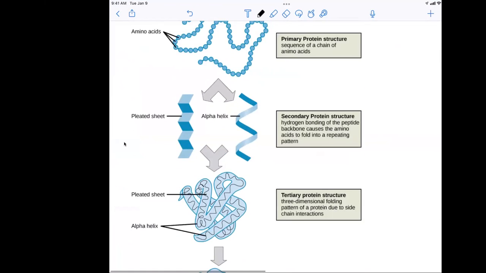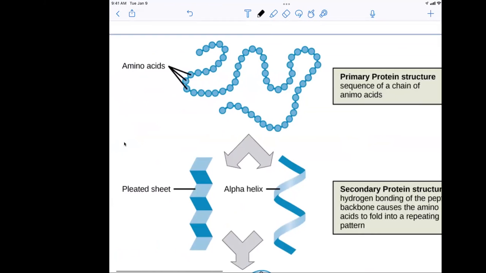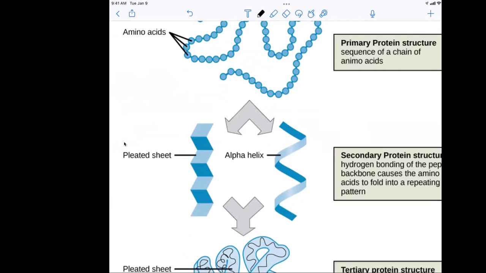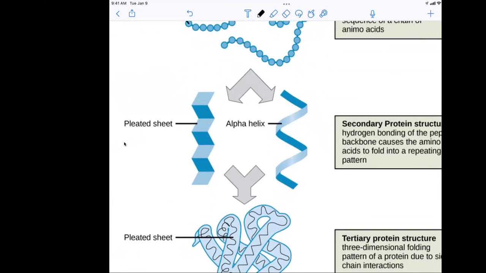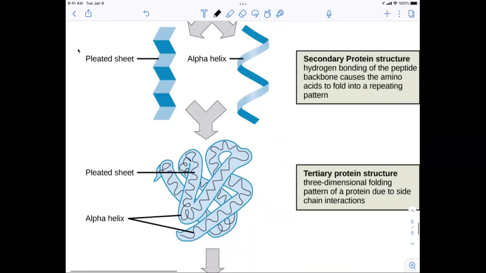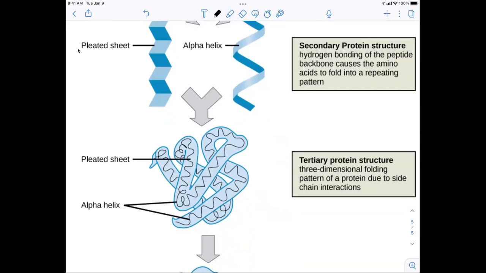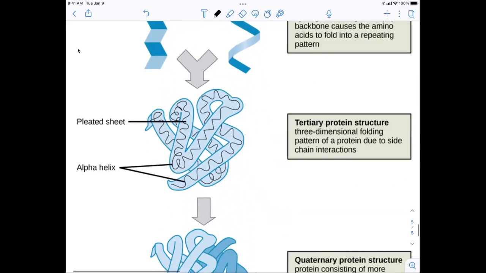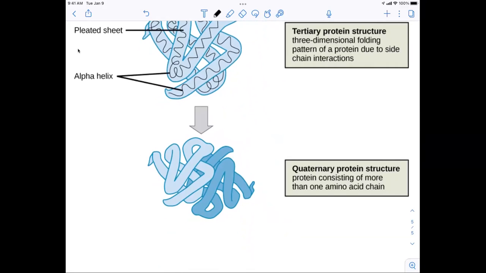Oh, that's small. Okay. So if we look here, a primary is just going to be the sequence of amino acids. When we get to the pleated sheets and the alpha helix, we get to the protein structures. When we get to the tertiary, this is the folding. And then within that folding, you have your secondary structure. And then we only have quaternary structure when we have more than one protein chain, here shown by two different colors. Questions about protein structures?